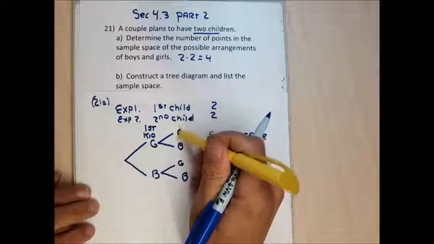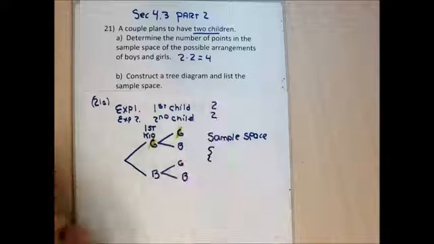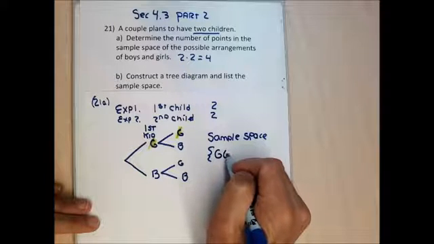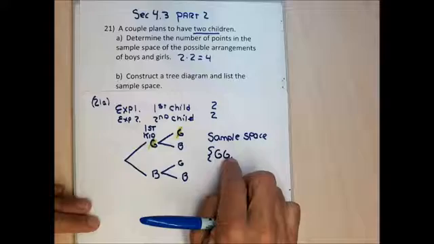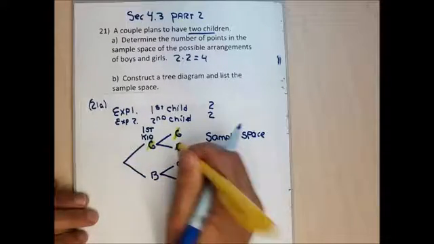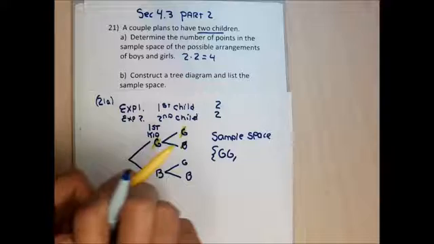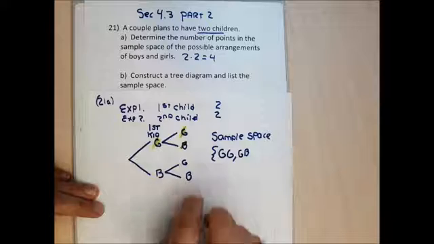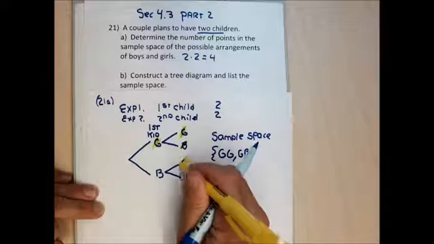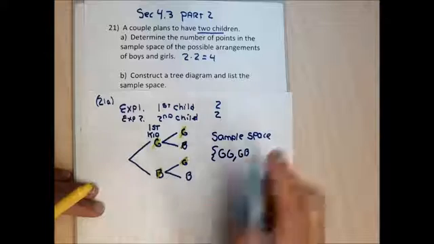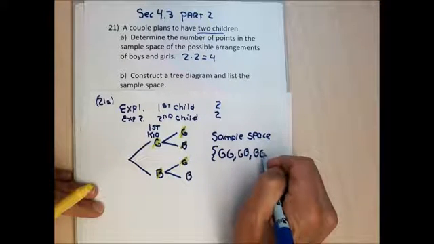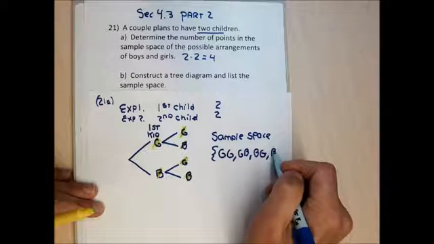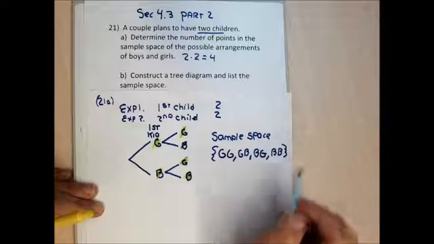To get to this G, I have to have that G first and then the second G. So the first item in my sample space is going to be having a girl first and a girl second, or the girl oldest and the girl youngest. To get to this B, I would have to have a girl first and then a boy second. I'm just trying to figure out a path to each one of these letters in the far right part of the tree. To get to this G, I need a boy first and a girl second. And to get to this B, I need a boy first and a boy second. So this is the sample space.